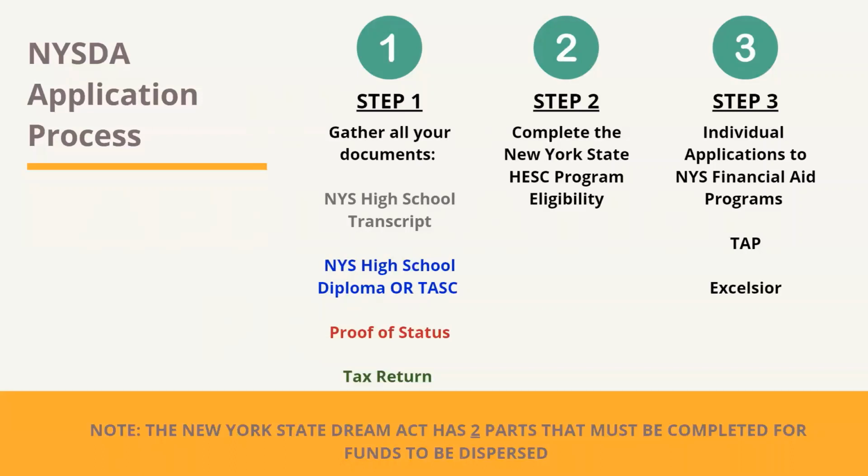The second step is completing the New York State HESC program eligibility application, which is the first part of the New York State DREAM Act application. And then the last part is completing all the individual scholarship applications like TAP and Excelsior, which I'm going to show you here.